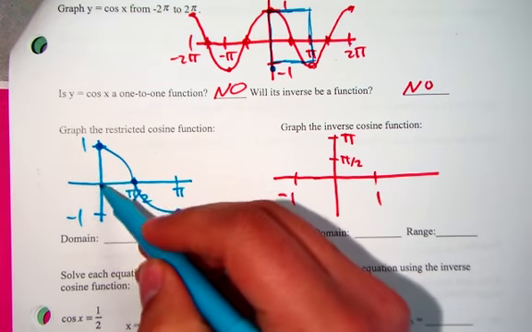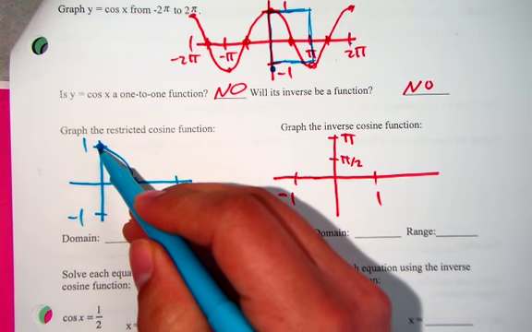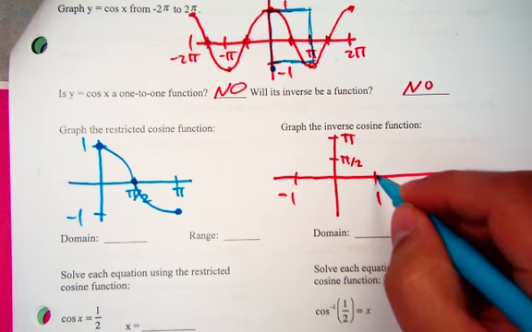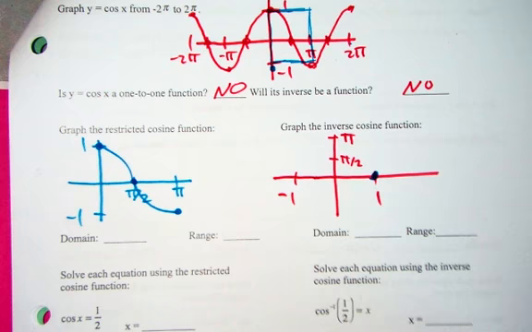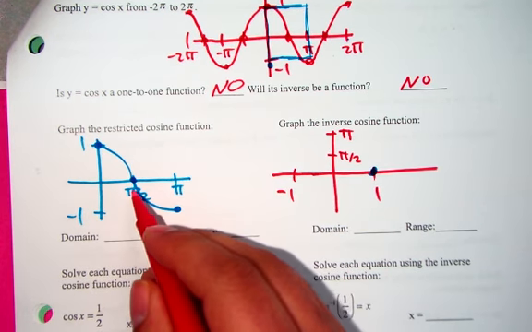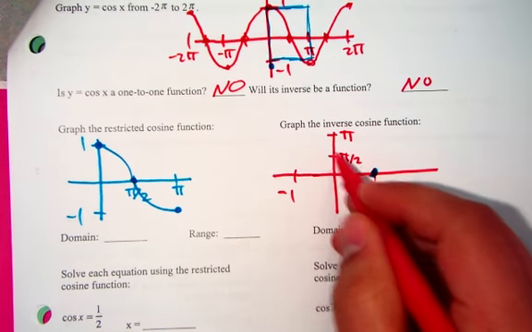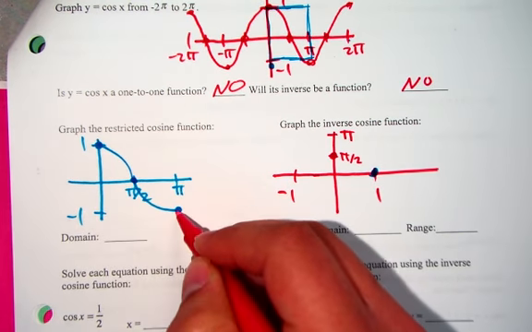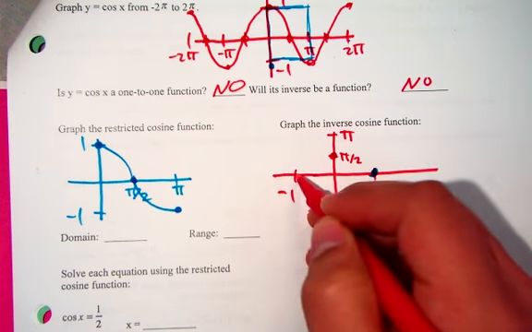Let's start with this point. 0, comma 1, if we're flipping it around and doing the inverse of that, would become 1, comma 0. So here's this point. I should be using red, sorry. Pi over 2, comma 0 becomes 0, pi over 2, and then pi, comma, negative 1 becomes negative 1, comma, pi.